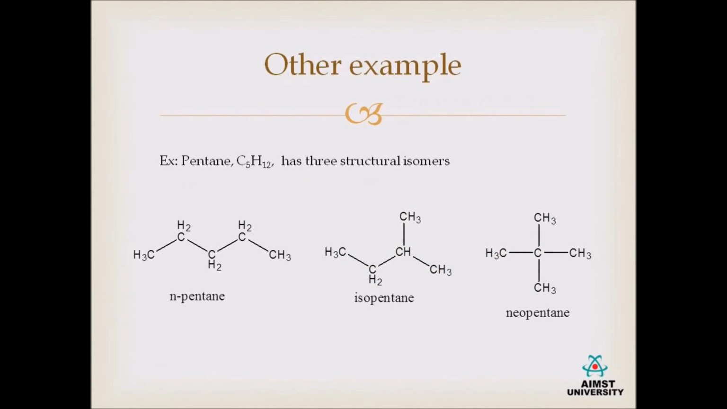The other example is pentane, that is C5H12. It has 3 structural isomers: n-pentane, isopentane and neopentane. n-Pentane has 5 carbons in a straight chain. Isopentane has 4 carbons in a straight chain and neopentane has 3 carbons in a straight chain.